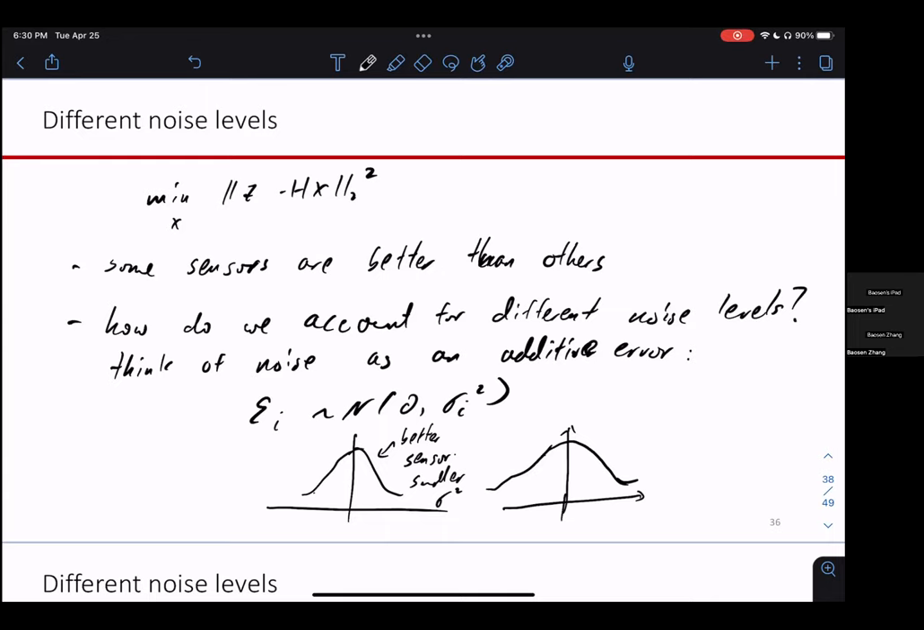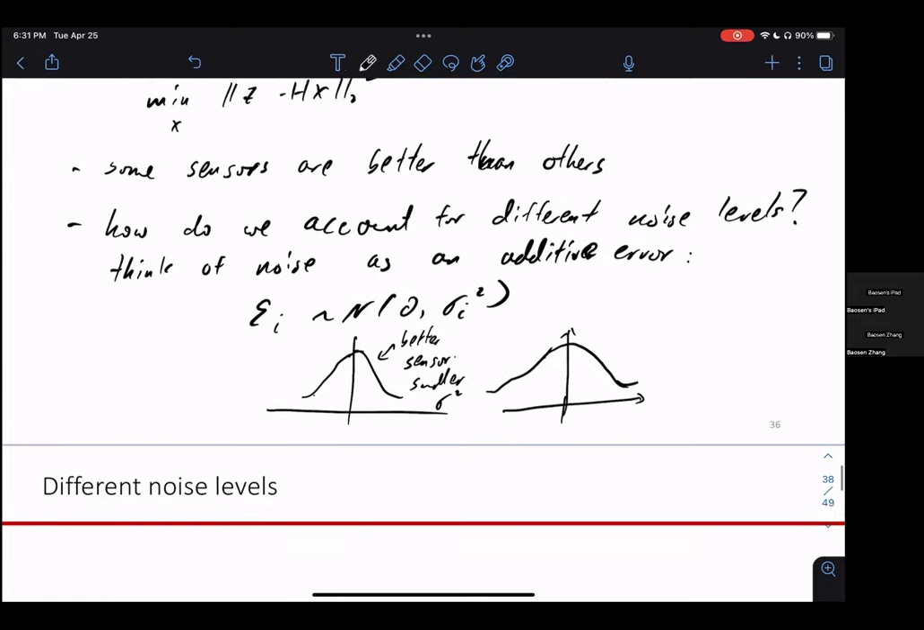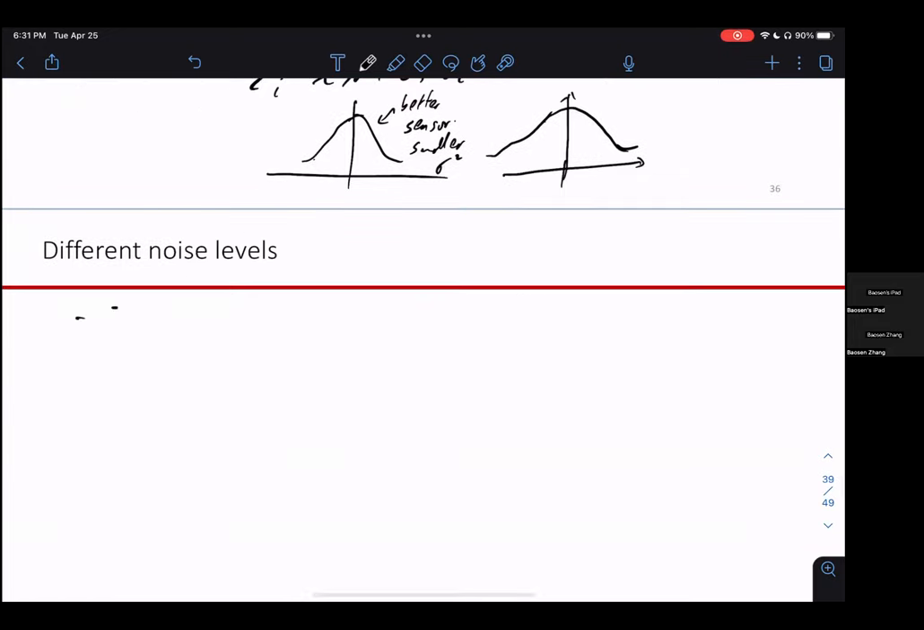You want to trust it less, right? If you have a large noise, it means it's less reliable, so you want to discount the measurement coming from that sensor. Conversely, if a sensor has very small noise, you want to trust it more, right? You know that's very close to the actual value. So the way to put this inverse relationship into the optimization problem is the following. You trust the sensors with smaller noise more.